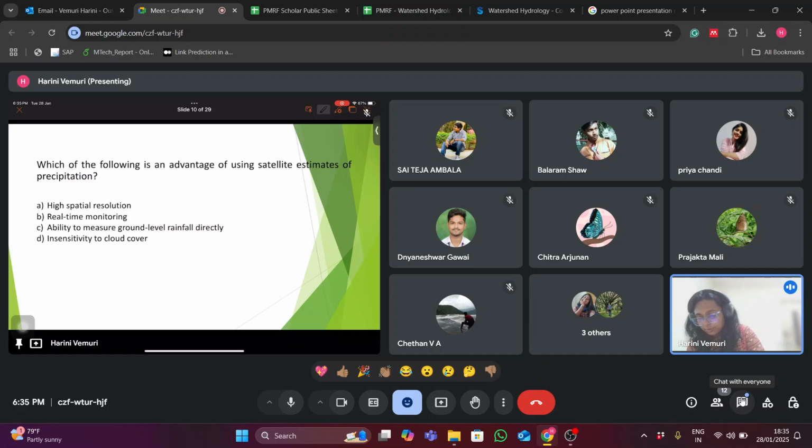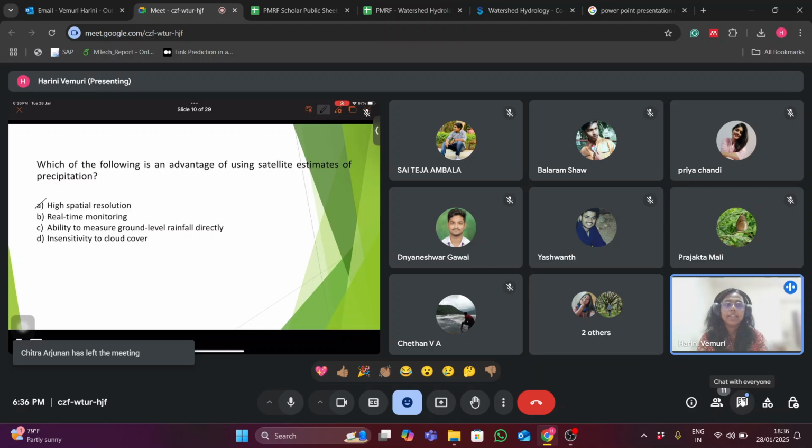So the answer for this question is that we'll get high spatial resolution of data. When there is cloud cover, we cannot acquire data using satellite, and also we cannot get ground level data. And real-time monitoring is not done because the satellites revolve around the earth, so it's not easy to get real-time monitoring of rainfall data.